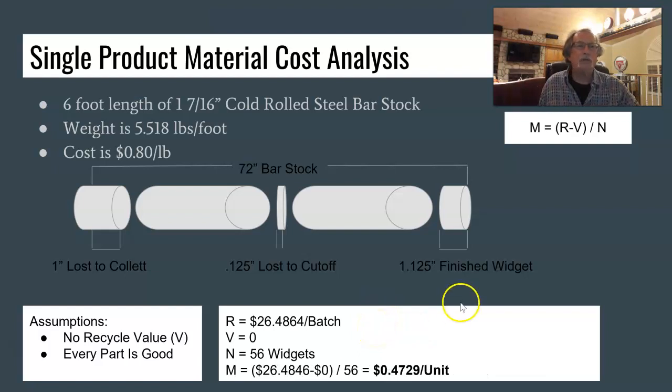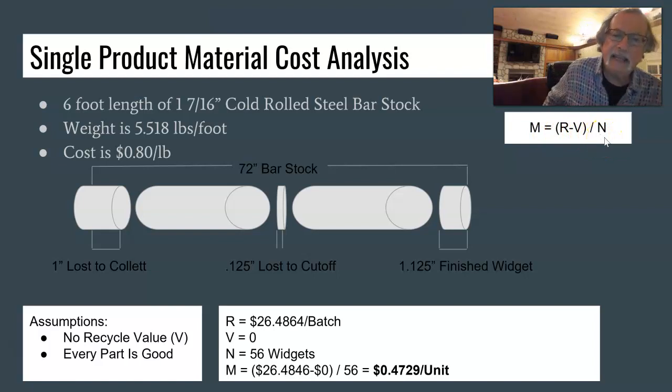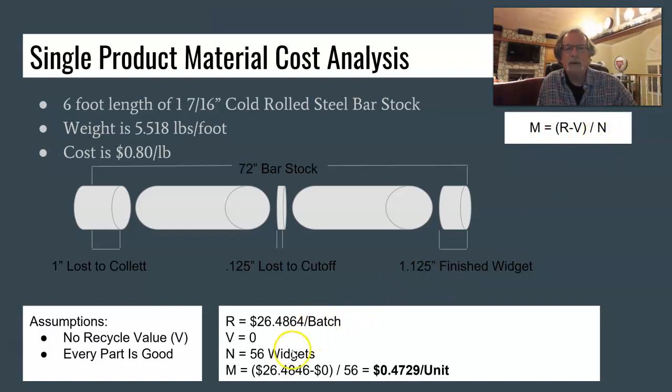And so we go to our formula, M equals R minus V over N. V is 0. We have no recycle value. We're spending $26.48. We have 56 units. They're all good with 56 widgets. Costs us 47 cents a piece. So this is the simplest calculation right here. Everything is good and there's no recycle value.